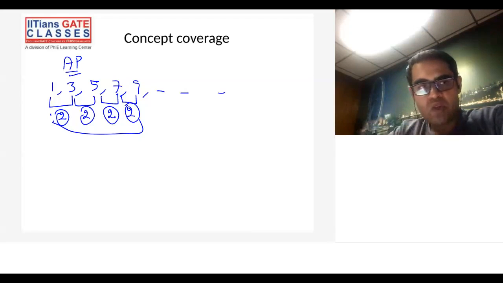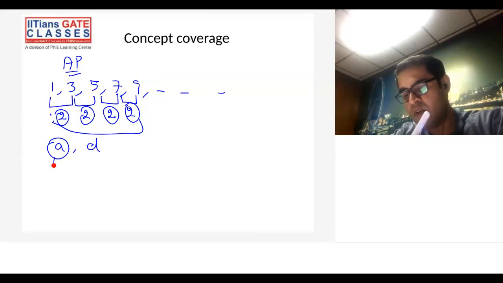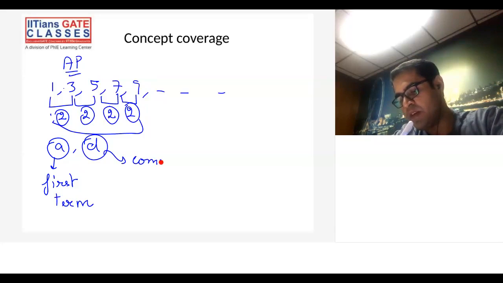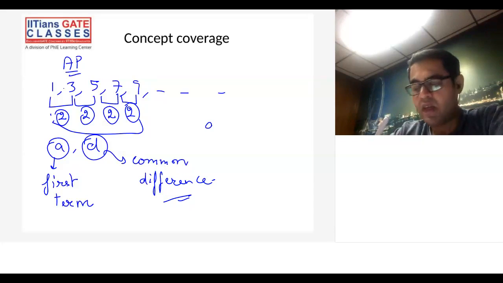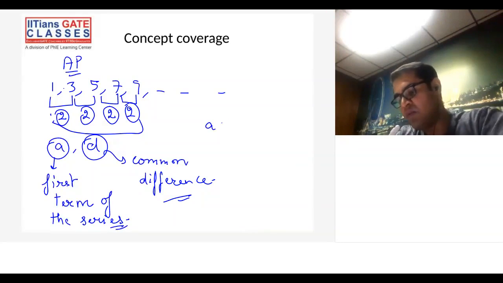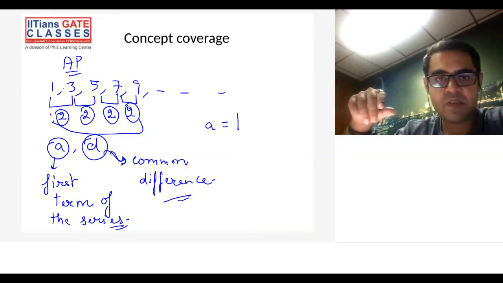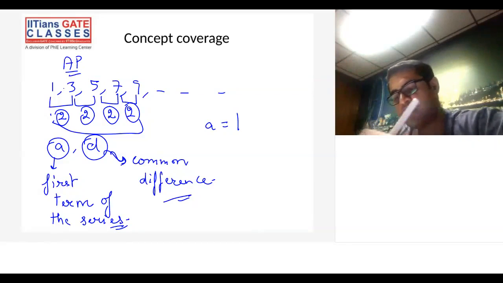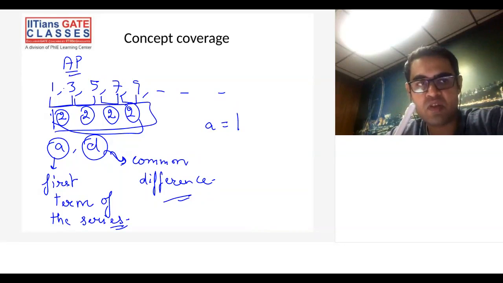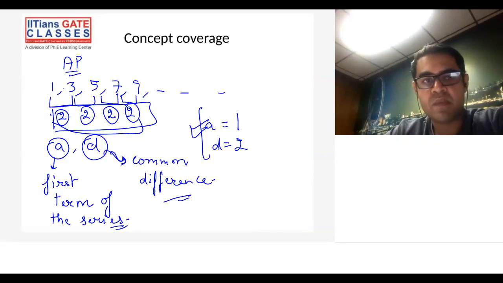And now, once you know how to identify the series, you have to write two important terms, which are first A and second D. A is known as the first term, and D is known as the common difference. Now, A, the first term of the series, is equal to 1 in this case. And D is what? Common difference means the difference between second term and first term, the difference between third term and second term, and so on. So this constant difference which is maintained in an AP series is known as your common difference. So D becomes 2 for this example. So these are the two values which are important.